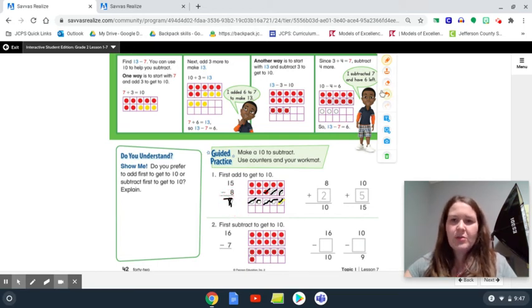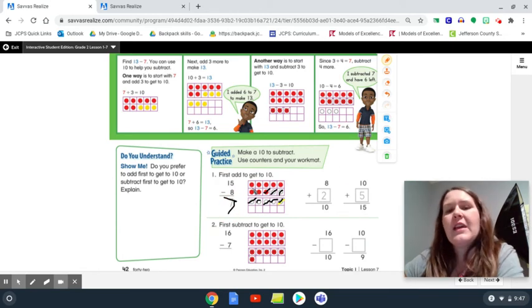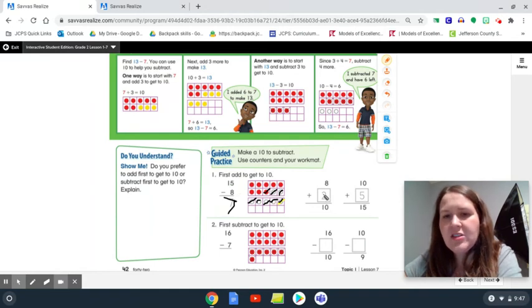Oh, that's not a good 7. I have just as much trouble as you guys sometimes trying to get these numbers to look good. Let's try it one more time. We'll just make it big. 7. And the way we got this is because they started with 8. So 8 plus 2 equaled 10. So we made it 10. And then we added 5 more to get to 15.